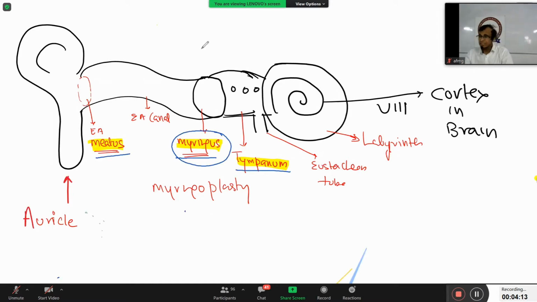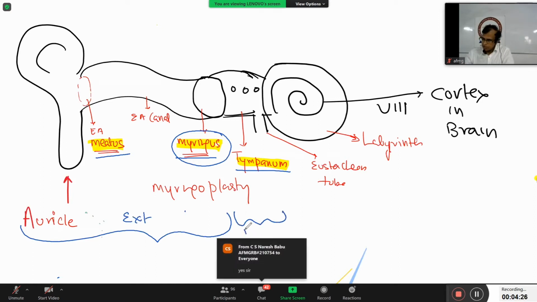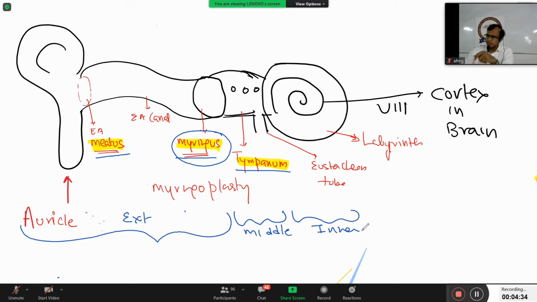Which part is the external ear? Which is the middle ear, which is the inner ear? This part is the external ear. This much is the middle ear, and this is the inner ear. So this is the beginning of ENT. The first diagram is this, which shows you the different parts of the ear, and you must remember the names of these parts.